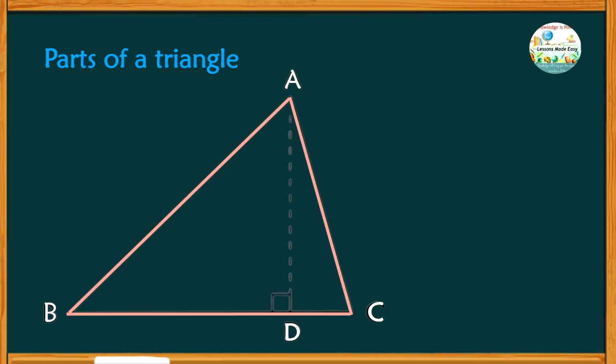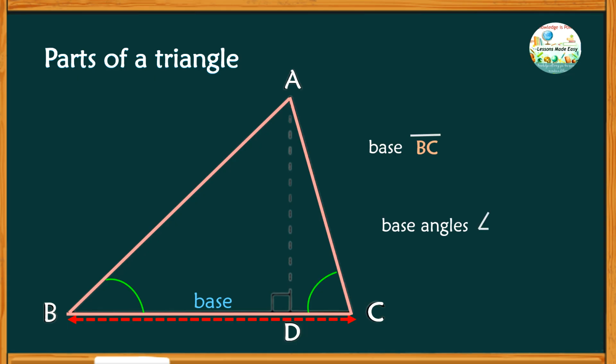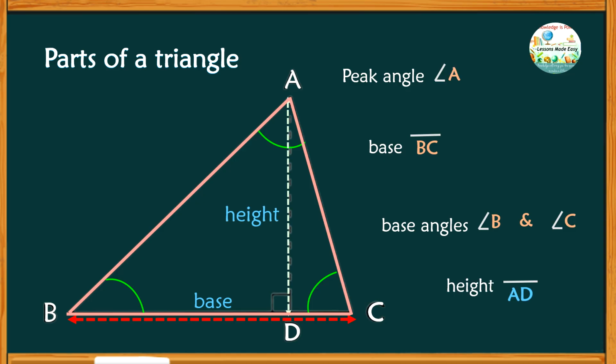Let's try naming the basic parts of a triangle one more time. Study the given picture. Let's say, for instance, line segment BC is the base. Then our base angles are angle B and angle C. As we have said earlier, opposite the base is the peak angle. And in this example, the peak angle is angle A. The distance from A to D is called the height or altitude.